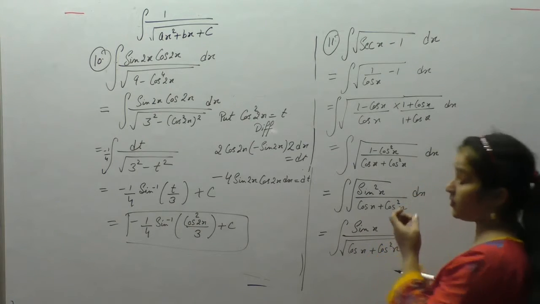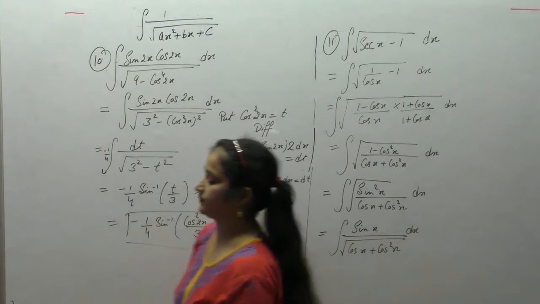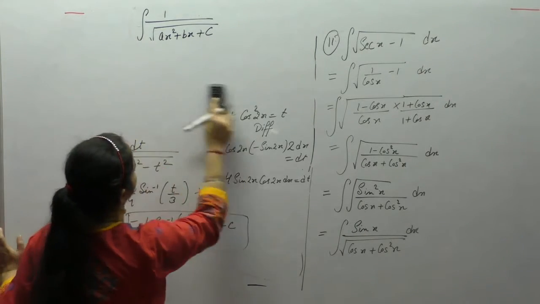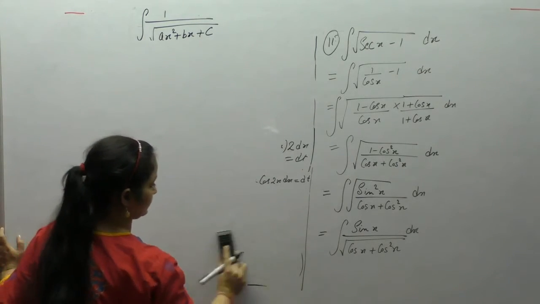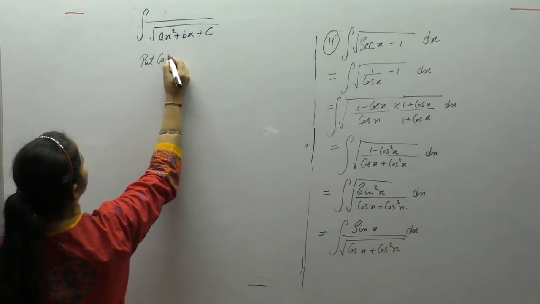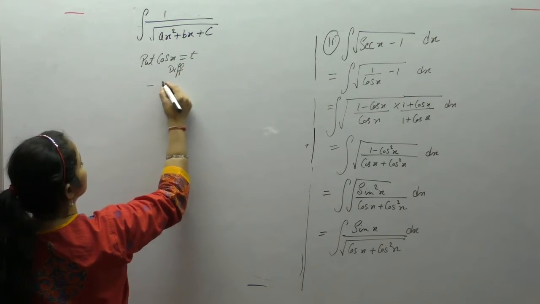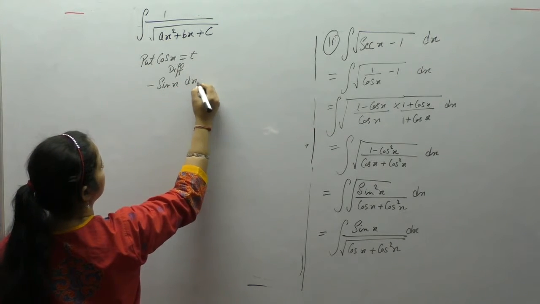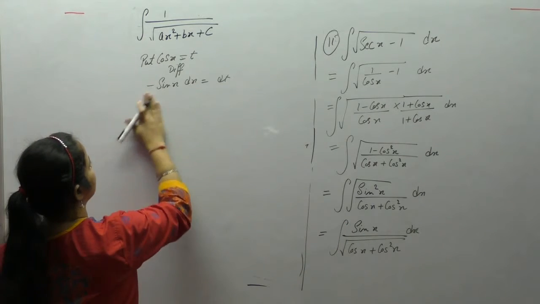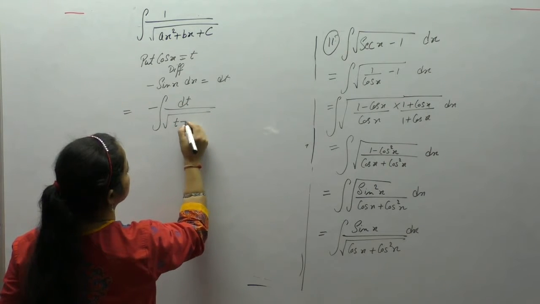Now we have the derivative of cos x in the numerator, so put cos x as t. The derivative of cos is minus sin x, so sin x dx is minus dt upon t plus t square.